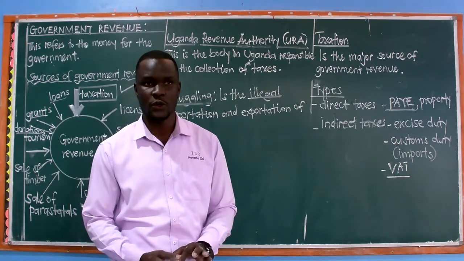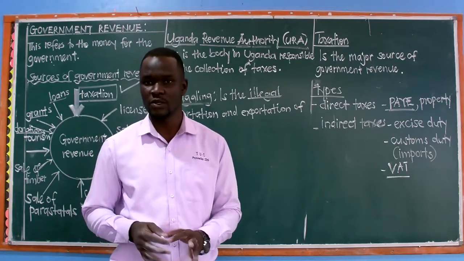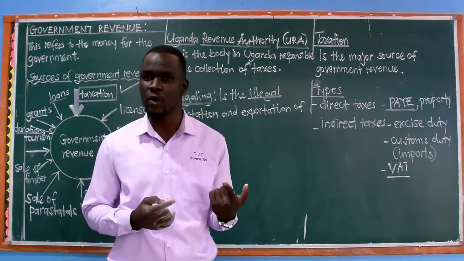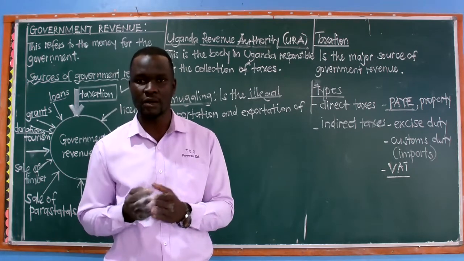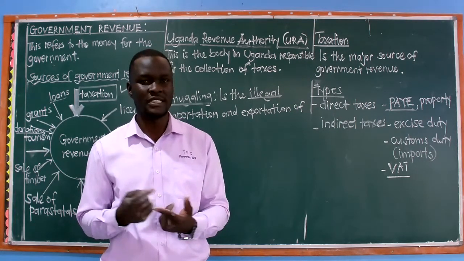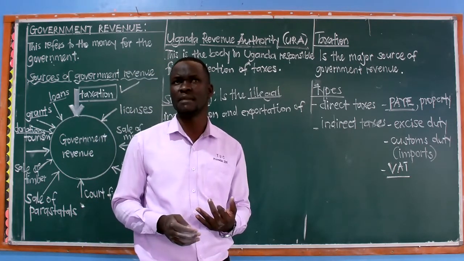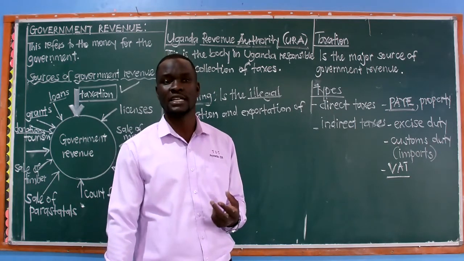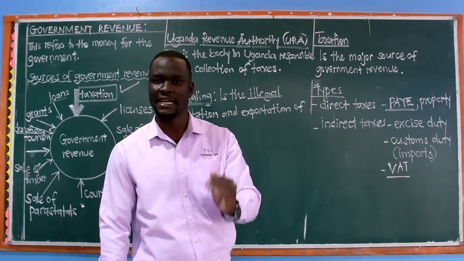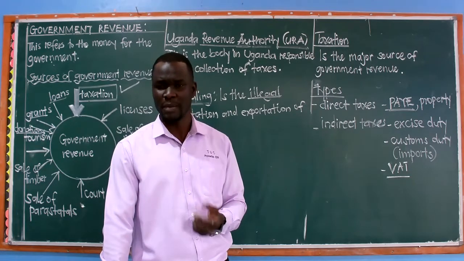On page 58, we have the solutions to smuggling, which we said makes the government not get its revenue. Number one, arresting and jailing those people found carrying out that smuggling exercise, that illegal importation and exportation. When they are caught, they should be jailed. Number two is imposing fair taxes, because sometimes these people dodge paying because the government charges them a lot of money. So the government can charge fair taxes, such that when they pay, they will not feel a lot of burden.